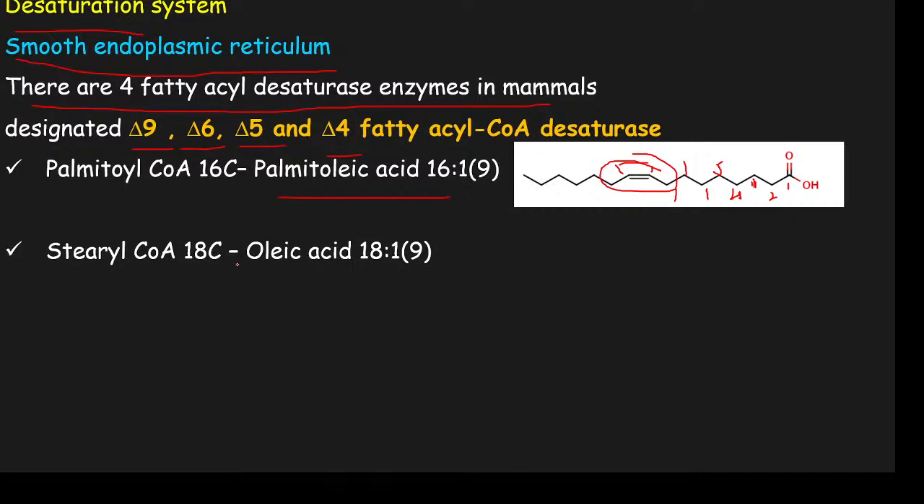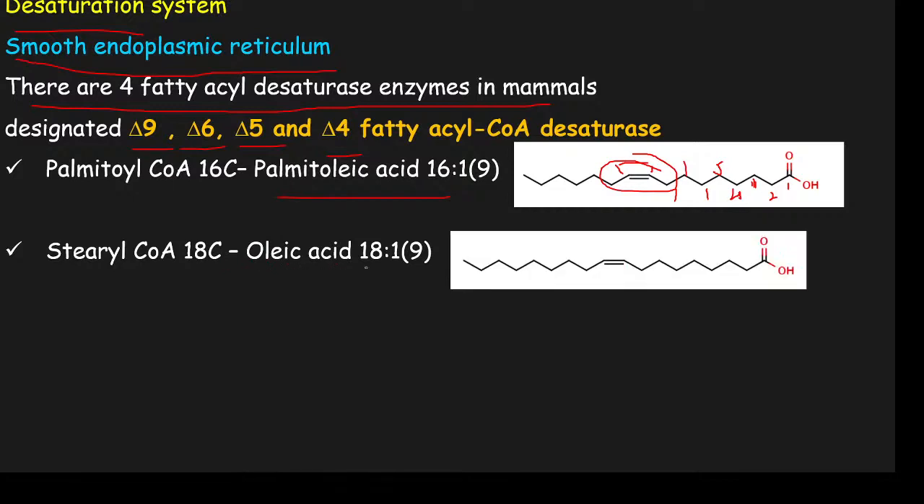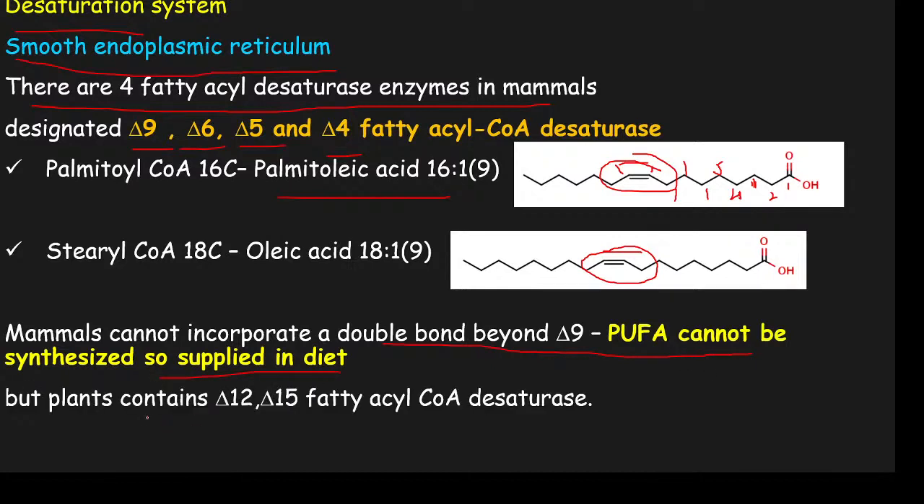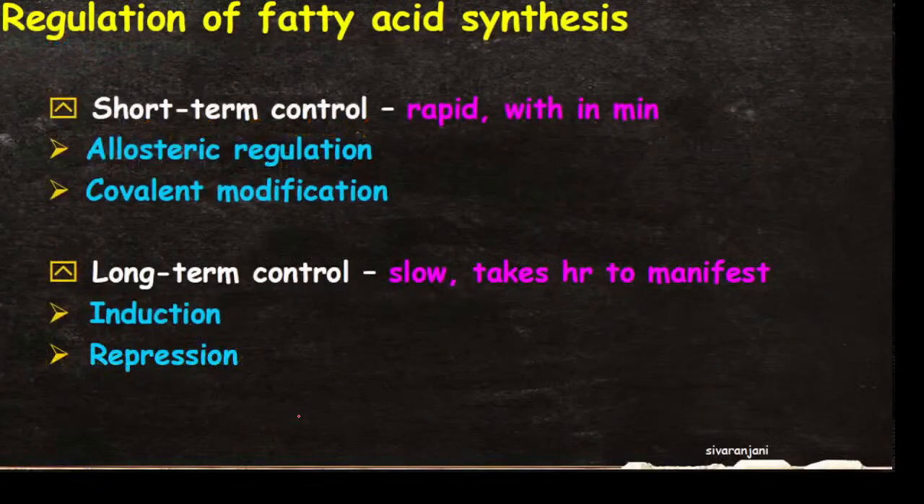So stearoyl CoA, it is an 18 carbon containing, so it can be converted to oleic acid by the addition of a double bond at delta 9. So here a delta 9 desaturase enzyme can convert palmitoyl CoA to palmitoleic acid and stearoyl CoA to oleic acid. So mammals cannot incorporate a double bond beyond delta 9, that is PUFA cannot be synthesized, so it should be supplied in the diet, and that is mainly from plant sources which can synthesize polyunsaturated fatty acids containing double bonds between the 12th and 13th carbon atom and the 15th and 16th carbon atom.